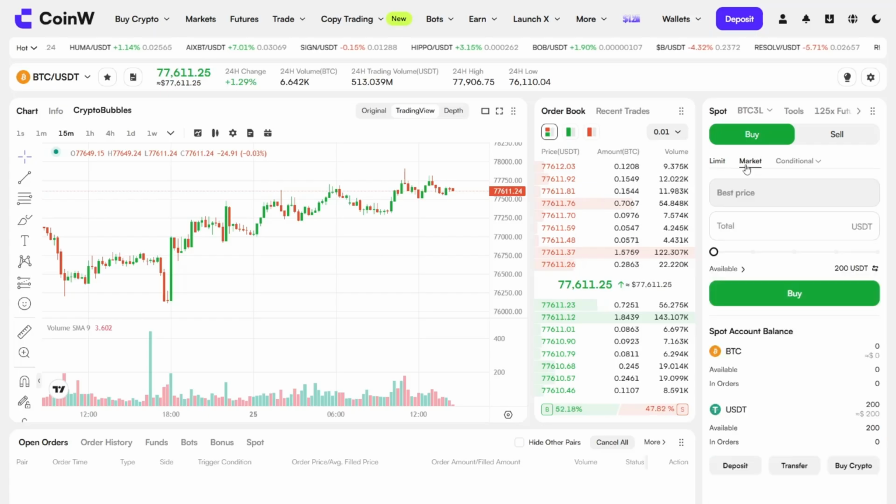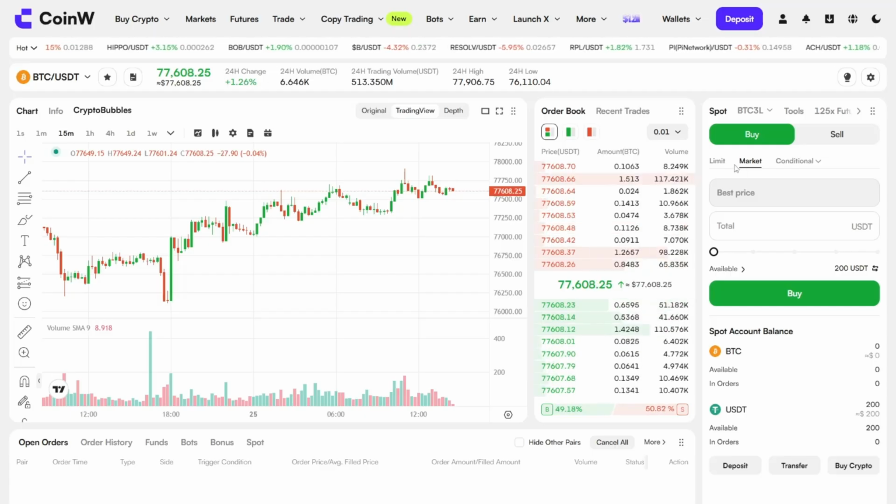The first order we have is a market order. A market order is the simplest type of order. It buys or sells instantly at the best available market price. This is easy for beginners because you don't have to choose a specific price. You just enter how much you want to buy or sell, and the order executes right away.